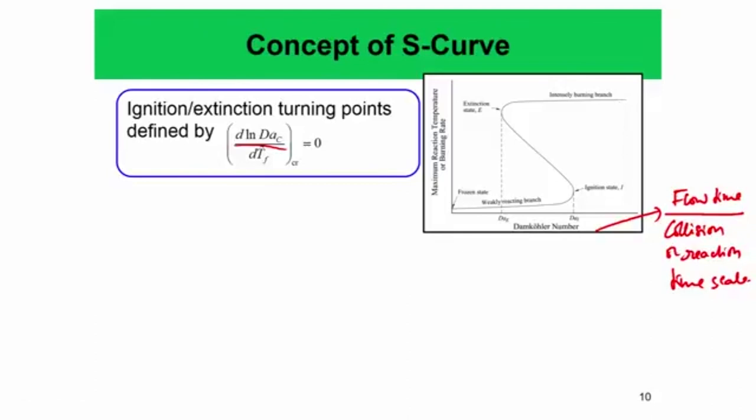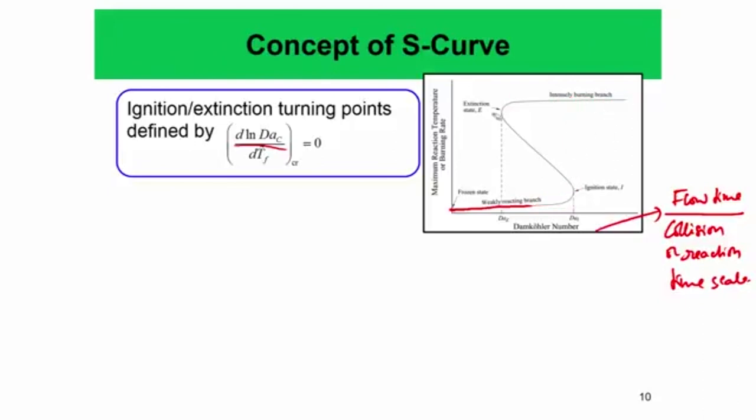On the other hand, if you have a very small damköhler number to start with, which is essentially the frozen state, because your flow time is small with respect to your chemical or collision times, now you increase the damköhler number by reducing your flow speed. So the temperature increases, and suddenly at this point you have an ignition state, and it goes straight up here, and then you go to a burning branch. So these are the two points.